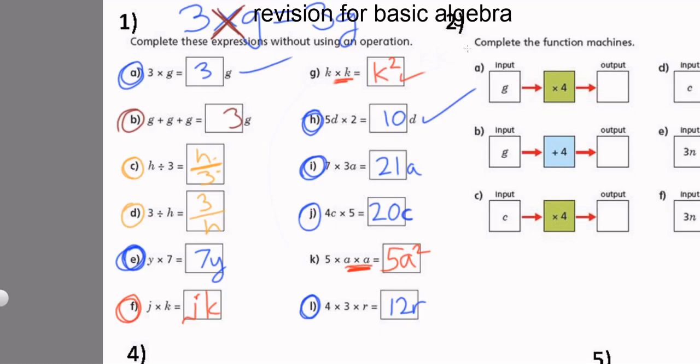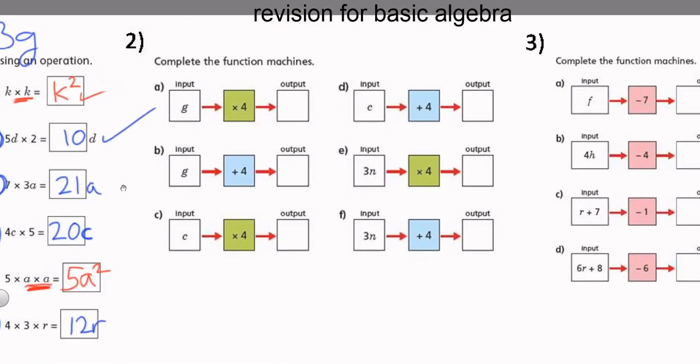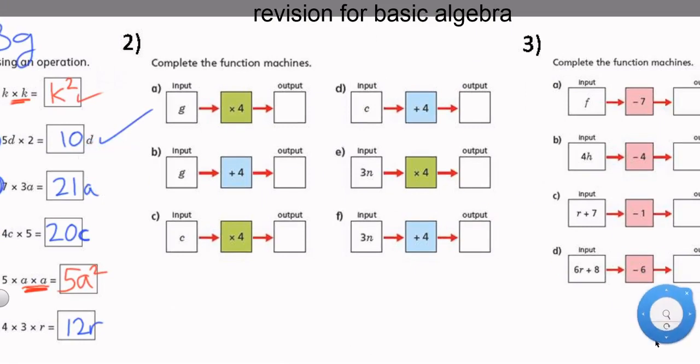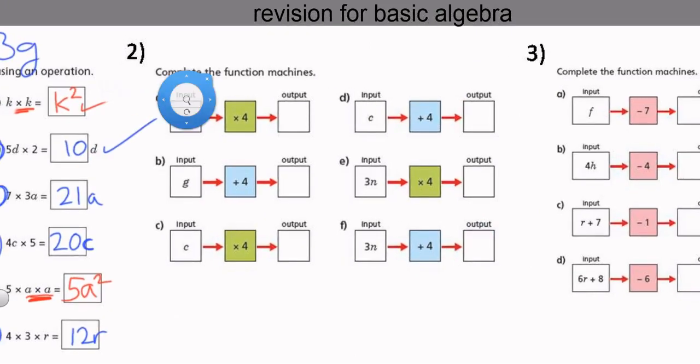Right, let's have a quick go at question 2. Question 2a. g times 4, 4g. Remember, the times symbol disappears, but the number comes before the letter. Let's have a look at question B now. Remember, we're not timesing now, we're adding. So g plus 4 is just g plus 4.